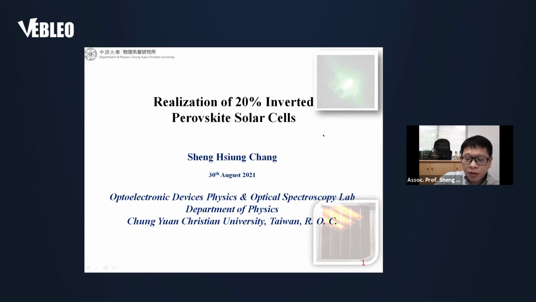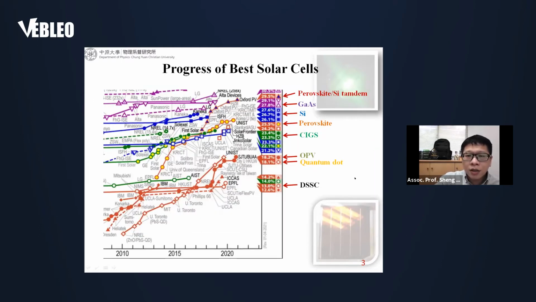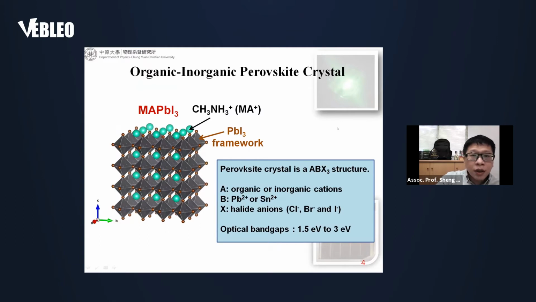Solar cell is a hot topic, and now the highest efficiency is about 25%. And this is the progress. We can see here the solar cell performance of perovskite solar cell is higher than the CIGS solar cell, OPV solar cell, quantum dot solar cell, and the bifacial solar cell. The efficiency of perovskite solar cell is close to the performance of silicon solar cell. And when we use the perovskite silicon tandem solar cell, the efficiency can be higher than the gallium arsenide solar cell. Let me try to introduce what the perovskite crystal is.